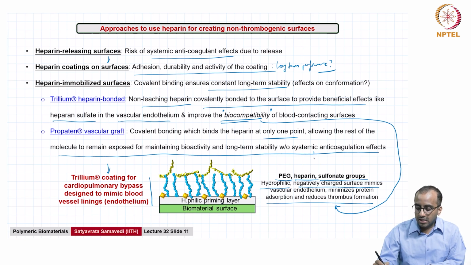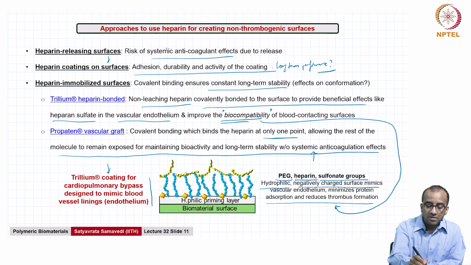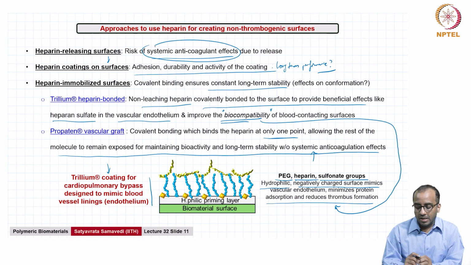So, unlike the heparin releasing materials where there is a risk of systemic anticoagulant effects, and unlike covalent coatings that can change the conformation to an extent that the active sites do not get exposed, this claims to bind the heparin only at one point, allowing the rest of the molecule to remain active, but locally without having systemic anticoagulation effects. So, hopefully this gives you a good sense of the different strategies that are used for creating non-thrombogenic or antithrombogenic surfaces.